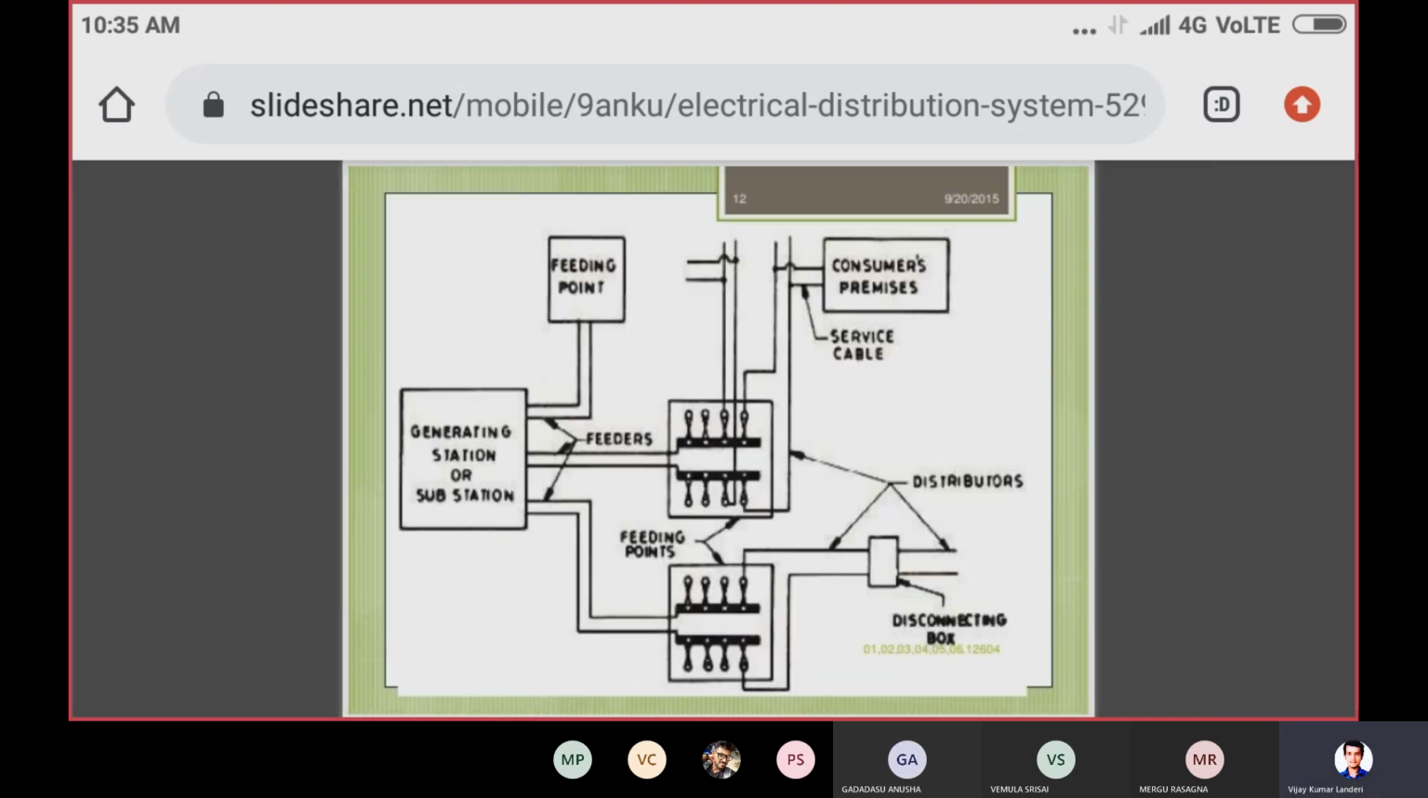Now, one more diagram which indicates the flow of electrical energy. In the diagram you can observe the generating station and a substation. From the generating station, feeders are coming outside. One feeder goes to feeding points, and other feeders feed the substations. From the substations, distributors come outside, and these distributors give power to the consumers by means of service cables. You can find in the diagram that the consumer premises are connected by service cables. This is the flow of electrical energy.